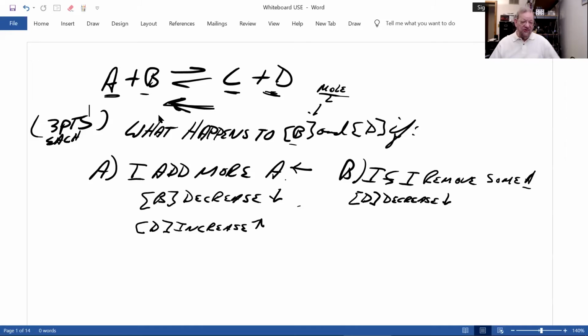Goes down, which is a synonym. Oh, look out, he's using fancy words today. And if C and D react to make more A and B, well, you're making more B. What happens when you make more of something? The amount increases.